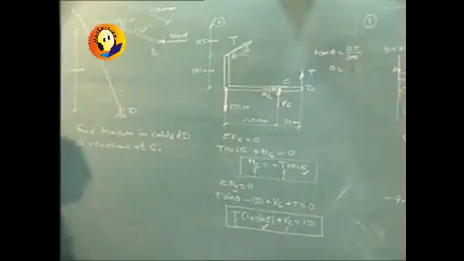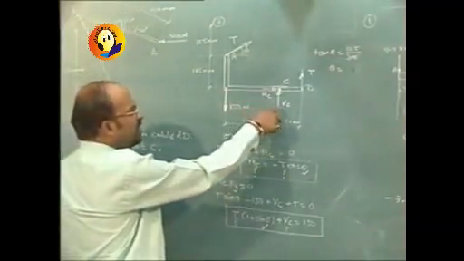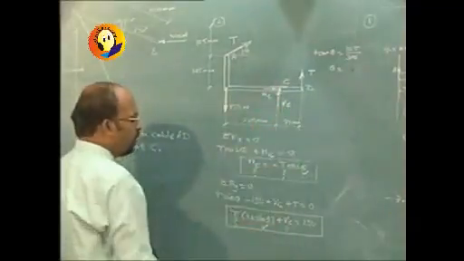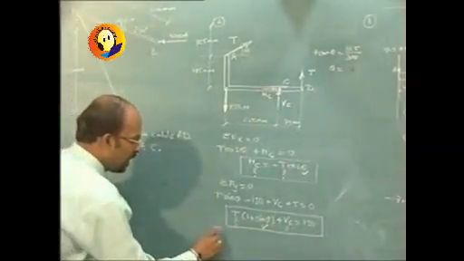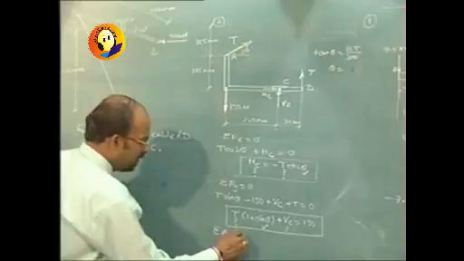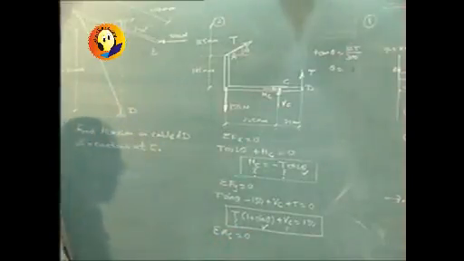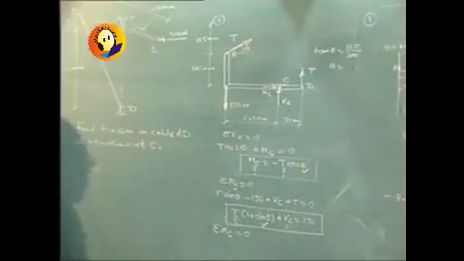The third equation, we are required to get rid of maximum unknowns. So Hc and Vc are two unknowns which are passing through point C. So I will take sigma moment at point C to be equal to 0.